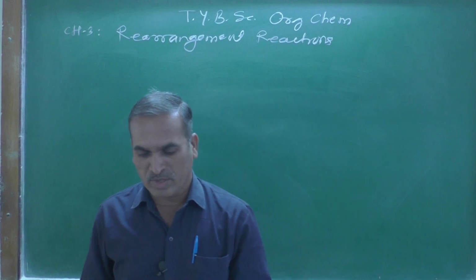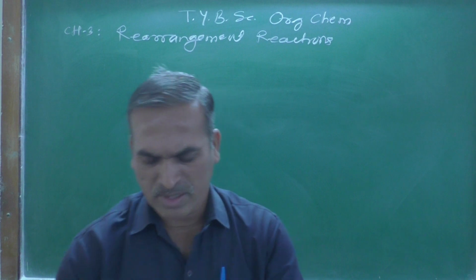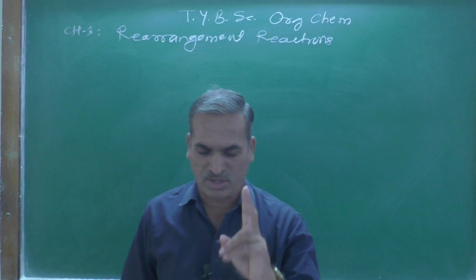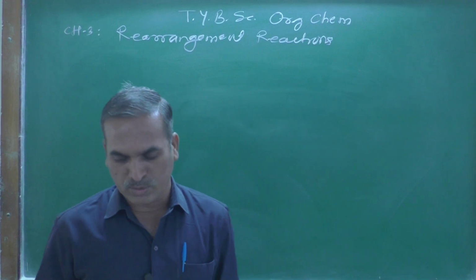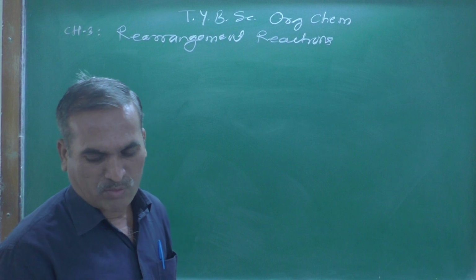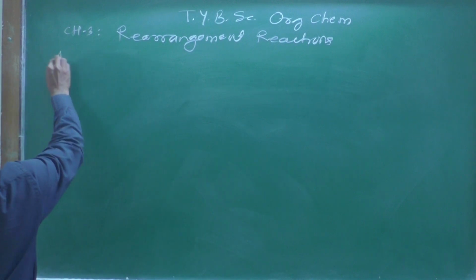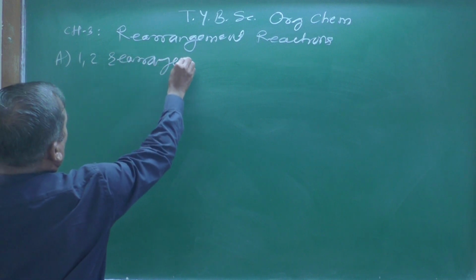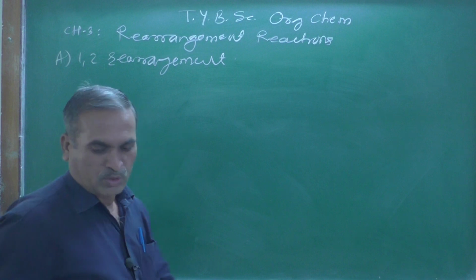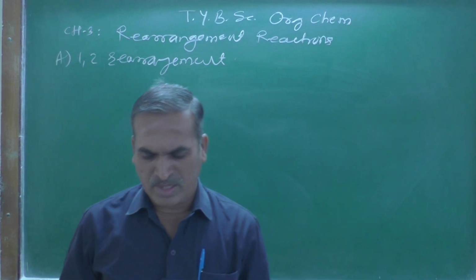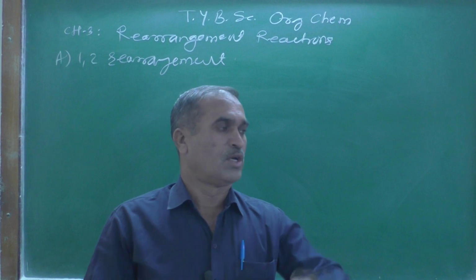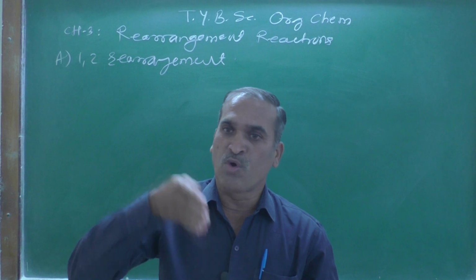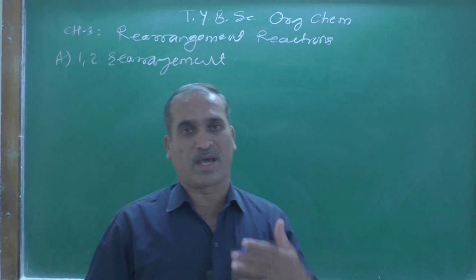So today what we are going to talk about is a type number, because we know that there are three key rearrangement reactions. Out of that, we are going to discuss one over here. The first one is the 1,2 rearrangement reaction. 1,2 rearrangement reaction means what type of reaction, and what named reactions are involved in this kind of rearrangement reaction.